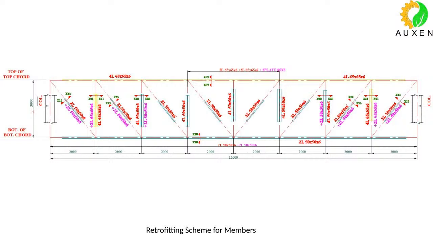So from data collection to visual survey to making of as-built drawings, then analysis and design of the existing structure, identifying the deficiencies, and then presenting a retrofitting scheme and preparing drawings. This is what we did, and this is what you generally do in projects which involve structural audit. Good. So this is what I had to tell you about this.